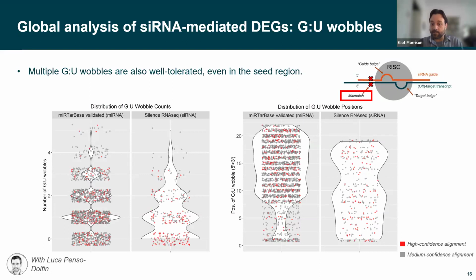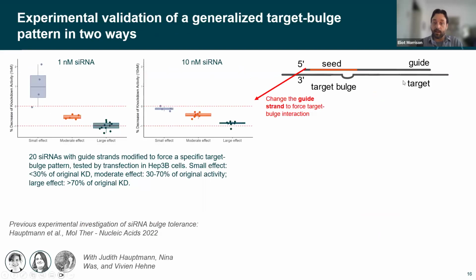And to convince ourselves, we decided to design a validation experiment to test if one of these patterns is in fact compatible in a more generalized sense. So are these features that we should maybe look for in other potential off-target interactions? And to do this, we chose an alignment, one of these patterns that I mentioned that have this really interesting target bulge within the seed, which I think is a really interesting pattern.